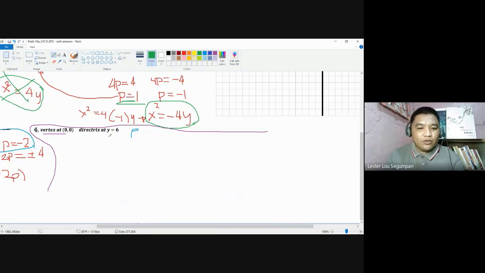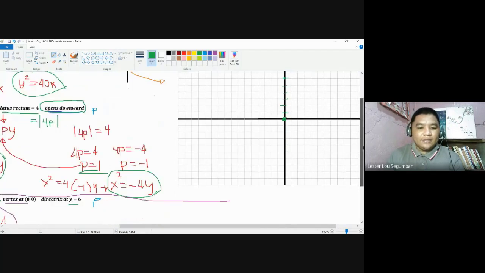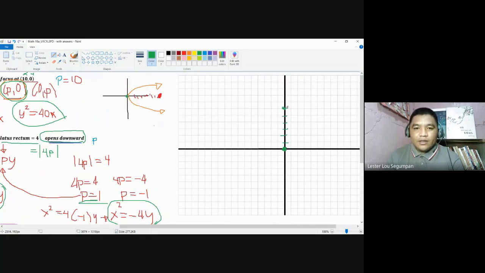If we have this equation of a line, y is equal to 6, it means it is a straight line passing through 1, 2, 3, 4, 5, 6 on the y-axis because its y is equal to 6. So if it passes here, our directrix is actually a horizontal line in this area. Okay, so it should be somewhere there. Yeah, this is our directrix, and this has the equation given to be y is equal to positive 6.